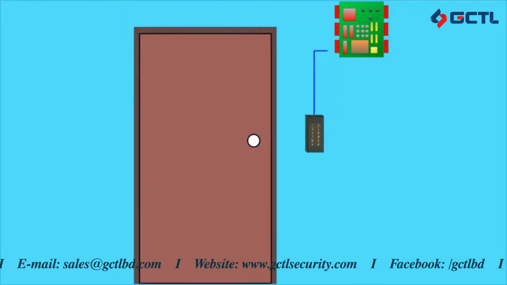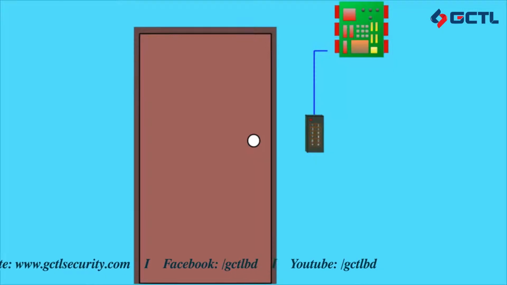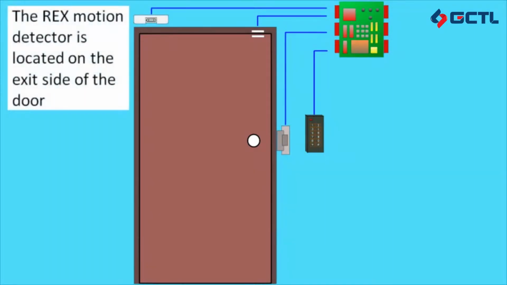A reader or keypad. This allows you to enter your unique credentials to gain access. A door contact. This allows the controller to see if the door is open or closed. A door strike or magnetic lock. This will release the door when you get an access granted. A request to exit. This allows you to exit an area without entering any credentials.